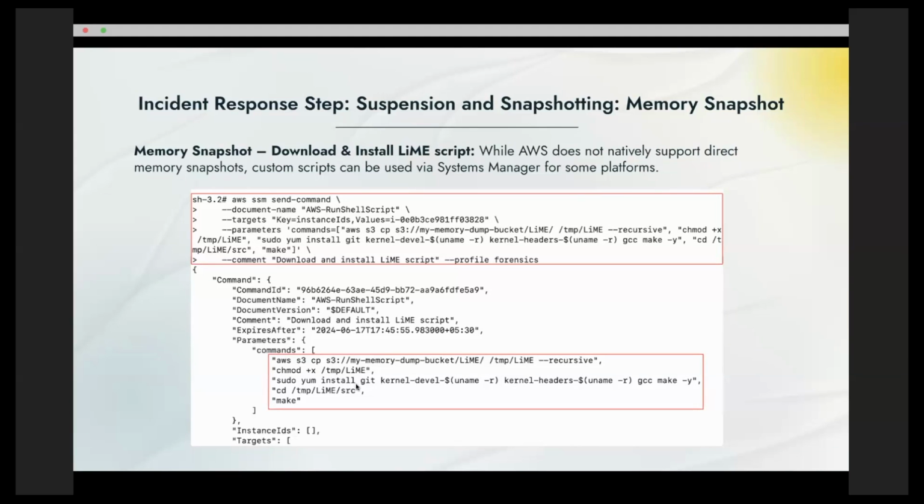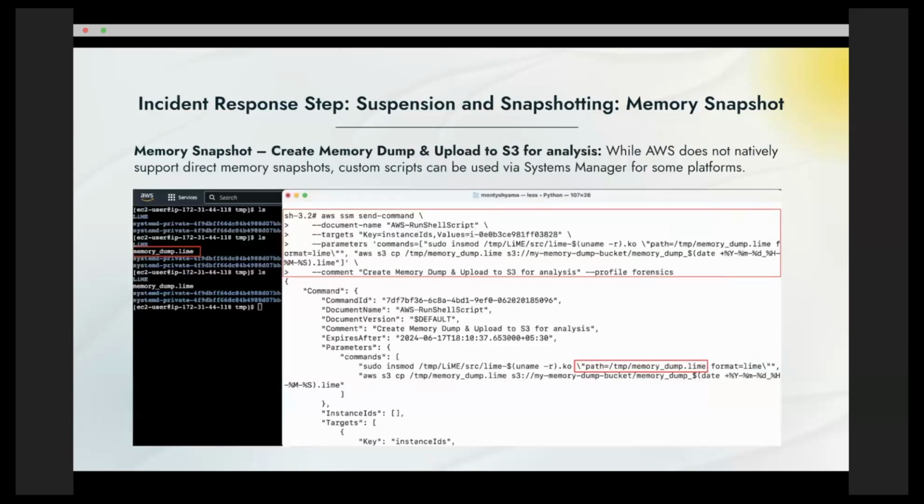all the dependencies. So after this step, on the compromised EC2 instance, we have the memory snapshot script ready. In the next step, we can invoke a remote command directly to take the memory snapshot and upload it to the S3 bucket for further analysis. So you can see again, I have used SSM send command. Again, for this command to run, you need to have the correct IAM role attached to the EC2 instance, which we saw in the screenshot in the previous step, the SSM managed instance core policy or the SSM full access policy.